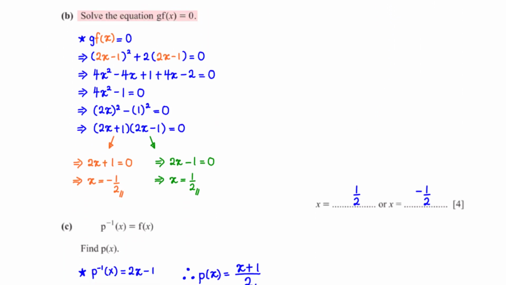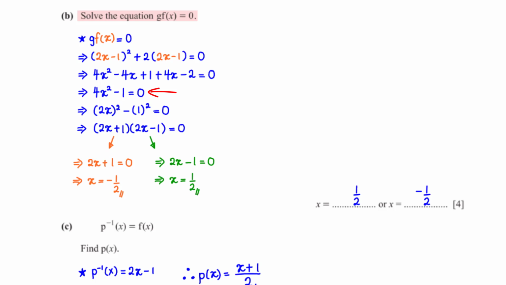Solve the equation g of f of x equals 0. To get g of f of x, we replace x in g of x with f of x, which is 2x minus 1. And so we have 2x minus 1 all squared plus 2 times 2x minus 1. When we expand the brackets, this is what we have. Minus 4x plus 4x is 0, and 1 minus 2 is minus 1. And so we have 4x squared minus 1 equals 0.